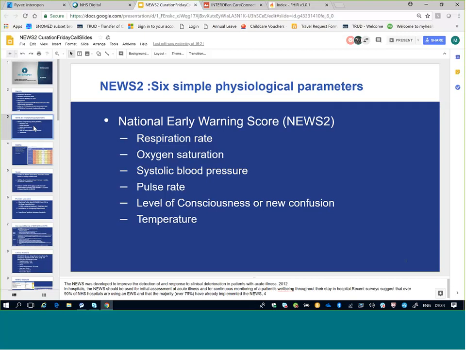According to the last survey from RCP, 90% of NHS hospitals are using some form of early warning score, and 75% are already using NEWS. As you can see from the screen, it has six simple physiological parameters: respiration rate, oxygen saturation, systolic blood pressure, pulse rate, level of consciousness, and temperature.